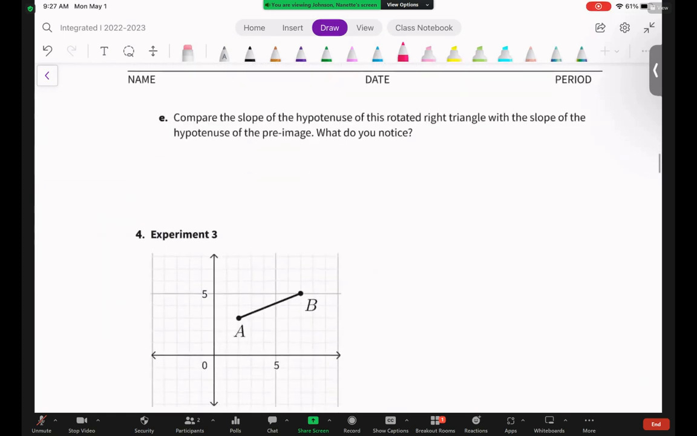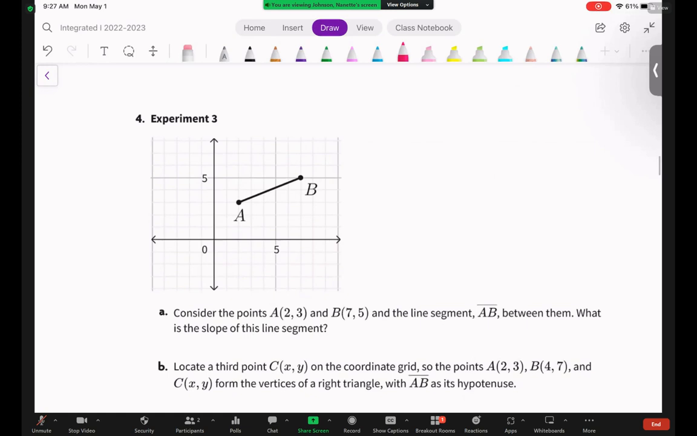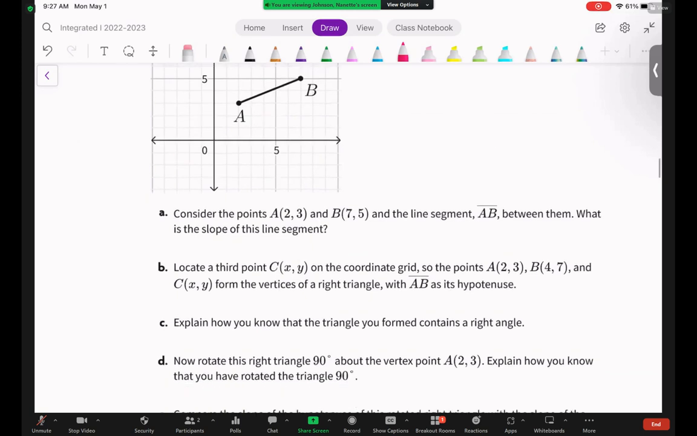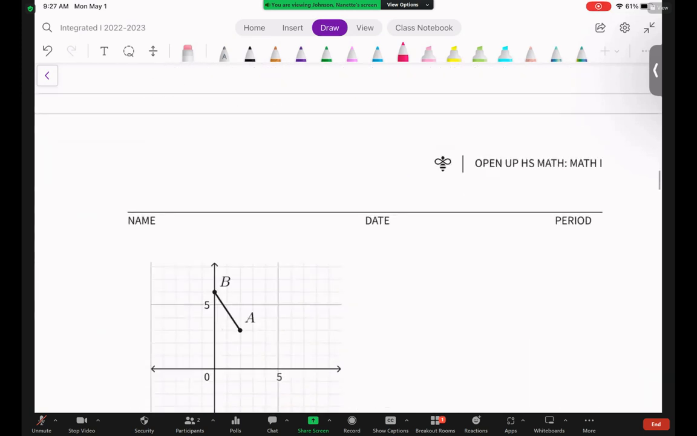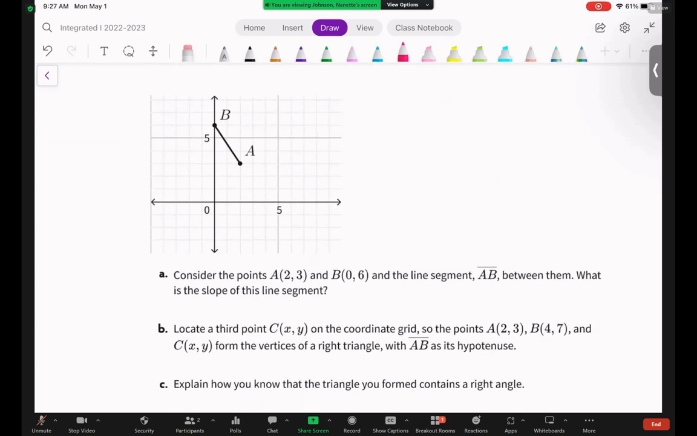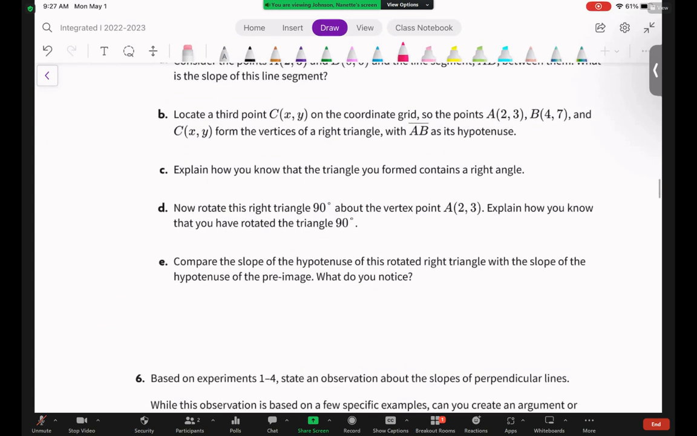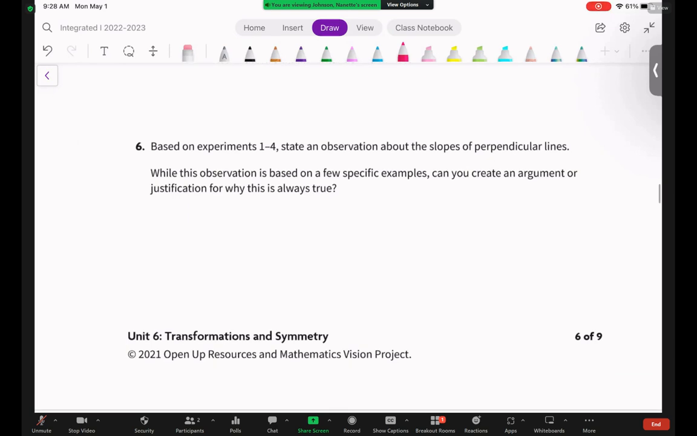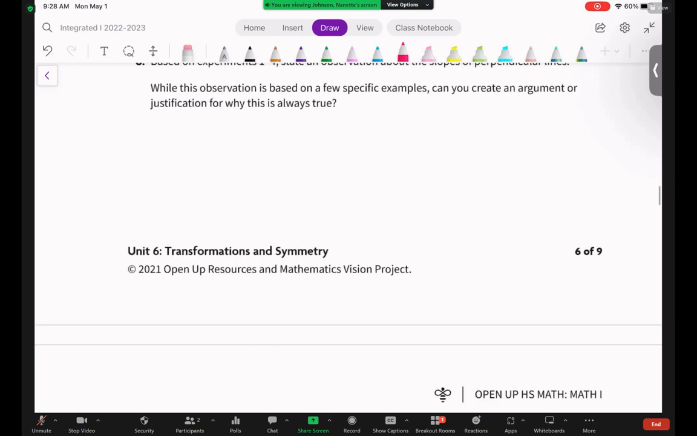All right. So I'm going to have you do this one. It's experiment 3. It's the same thing. You guys are going to test it on your own. You're going to compare your slopes. Experiment 4, I still want you to do the same thing, and you're going to test it. And then, based on those observations, tell me about the slopes of those perpendicular lines. While this observation is only based on a couple examples, can you create an argument or justification of why you think that's always going to be true?